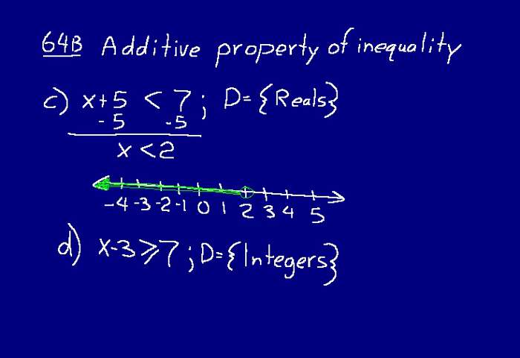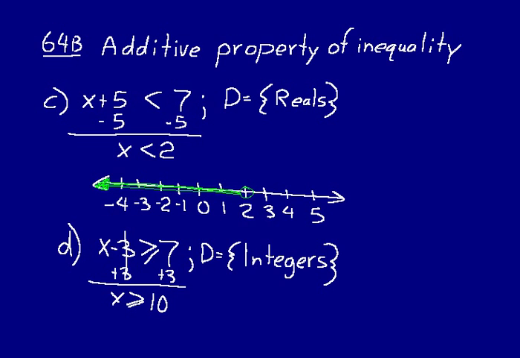Let's do one more. X minus 3 is greater than or equal to 7. And we have a domain, or an acceptable set of x values to place into that inequality, of integers. And so what we do is simplify that first by using our additive property of inequality. It's just like the additive property of equality. We'll add 3 to both sides of the inequality, just like if it was an equation. X is greater than or equal to 10.